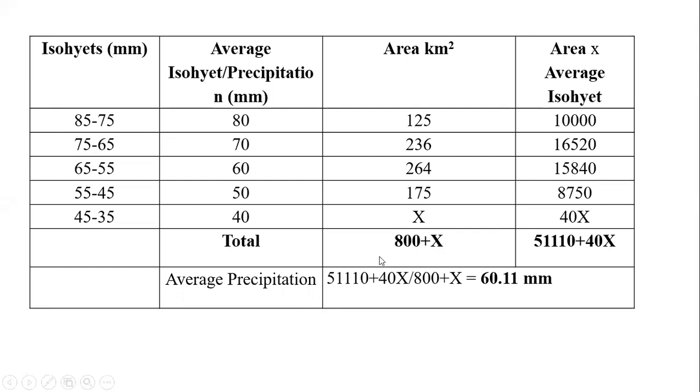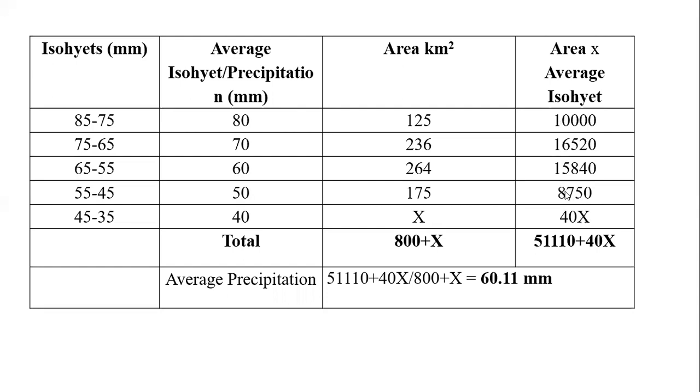Then the next part, that is the product of the areas and the average precipitation. For the first one, we can say here, that is 125 into 80, the area into average precipitation or average isohyet, we can say. It accounts for 10,000. Then 70 into 236, it's 16,520. Then 60 into 264, it is 15,840. Then 50 into 175, it's about 8,750. And the last one, that is 40 into X, that is 40X, we can say.